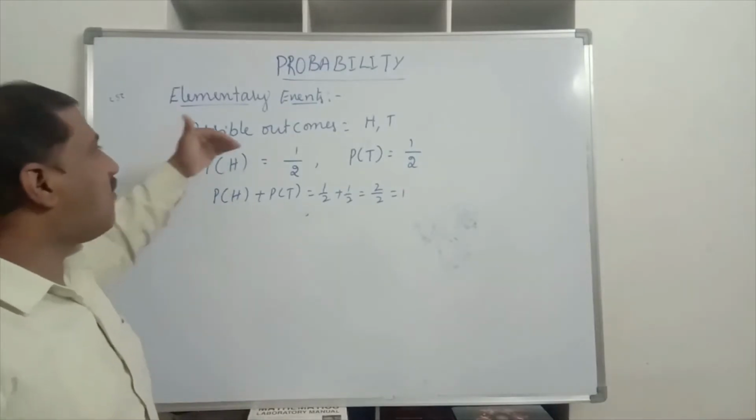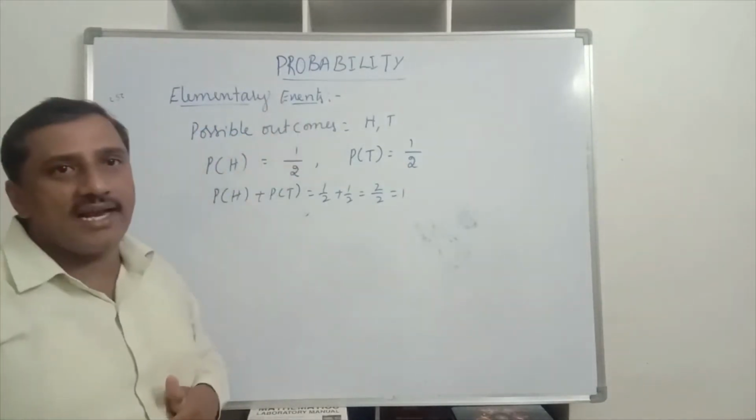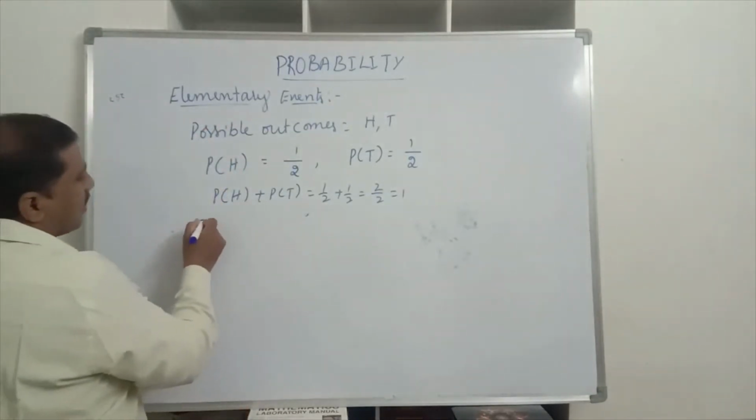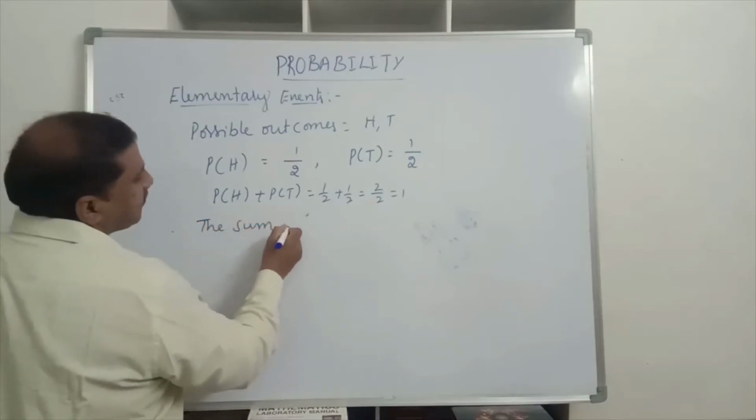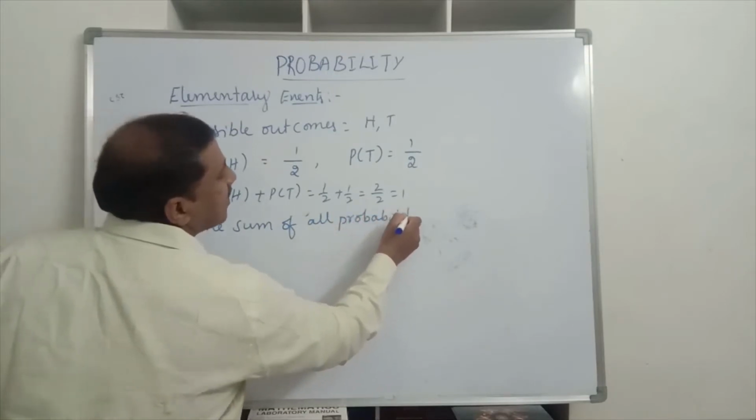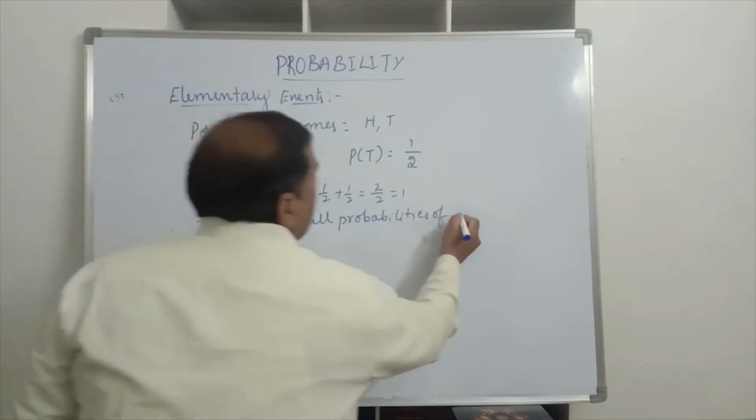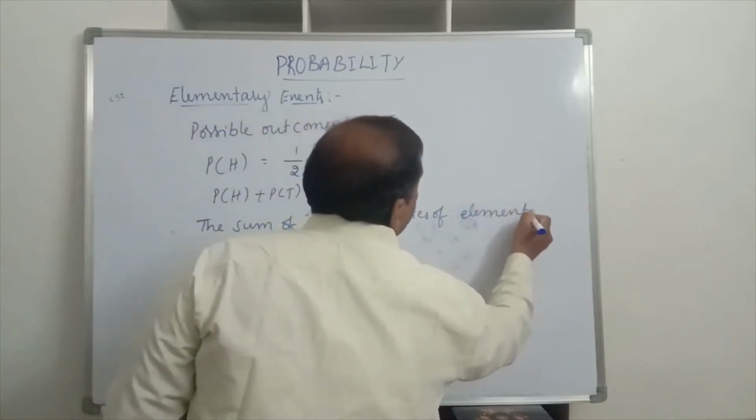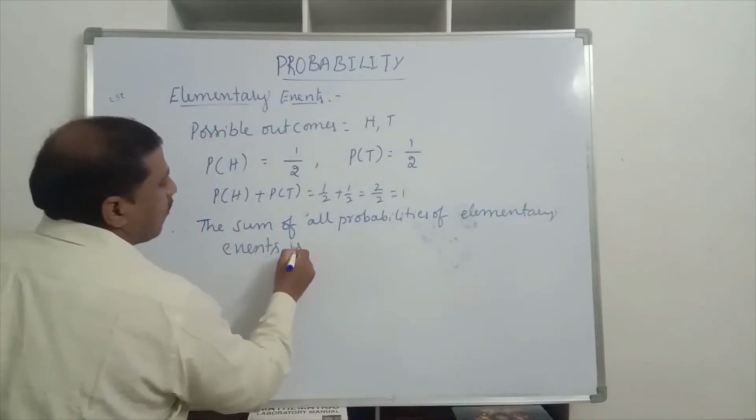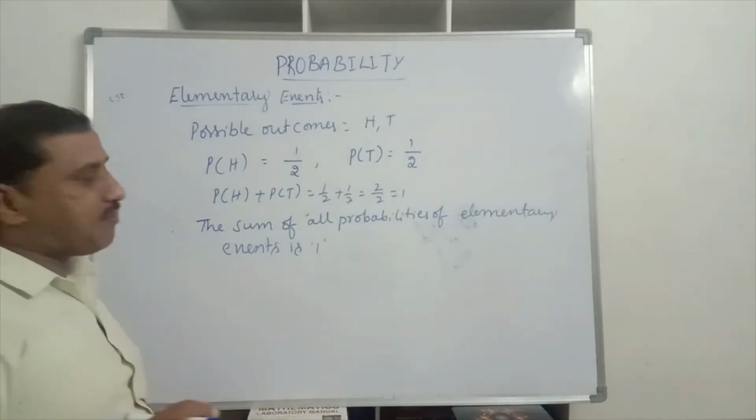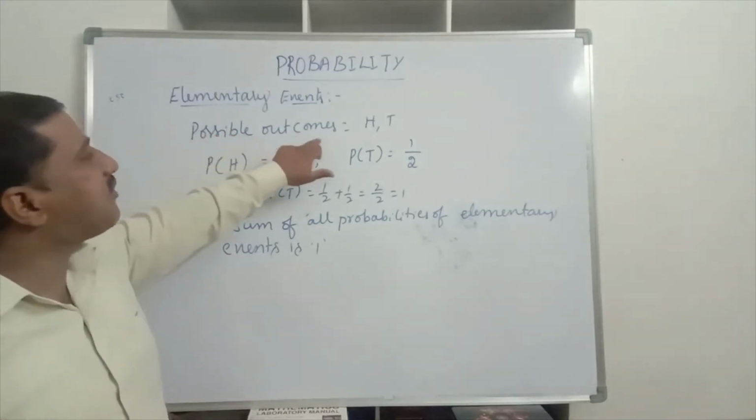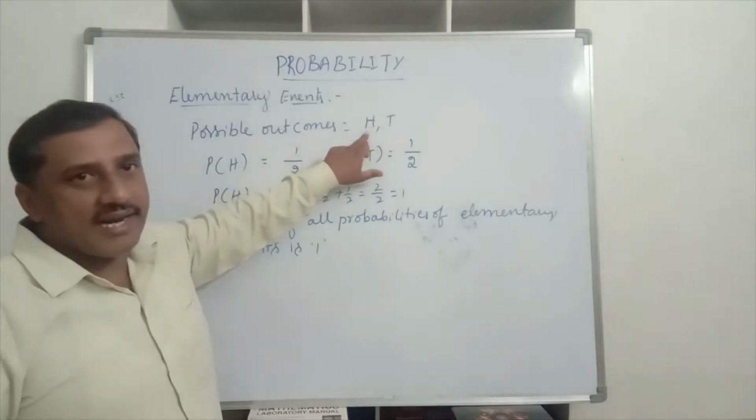So getting a head and getting a tail are known as elementary events. From this we can say that the sum of the probabilities of all elementary events is 1. Now if I look here, how many outcomes did we get? Only 2 outcomes, that is head or tail.